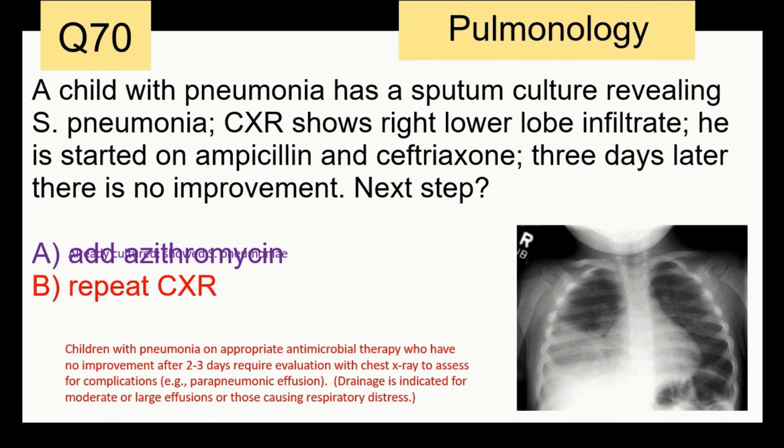Because here, we have a child who's on antimicrobials with no improvement, so we want to look for a parapneumonic effusion. And we may require drainage that's indicated for moderate or large effusions or those causing respiratory distress. We don't add azithromycin because we've already cultured the patient and it showed strep pneumonia, so we know that it's not an atypical causing the symptoms here. It's strep pneumonia. We just have to figure out why it's not going away.